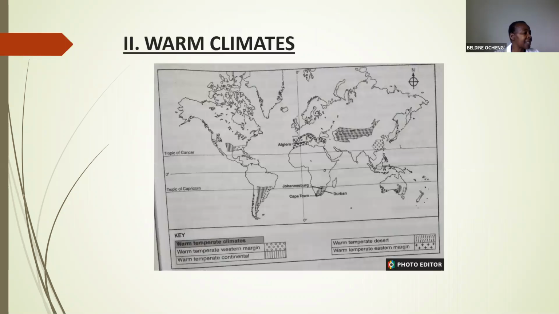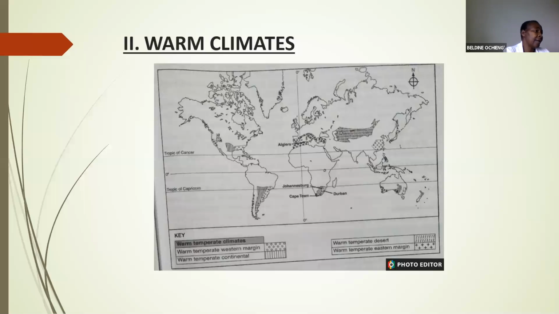Torrents, flash floods, and all that. So it's erratic and unreliable. Warm climates, away from the so-called hot climates.